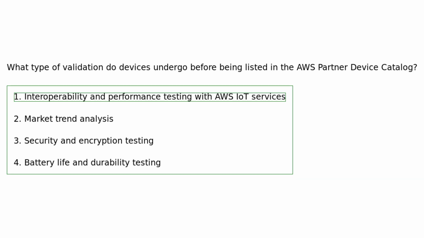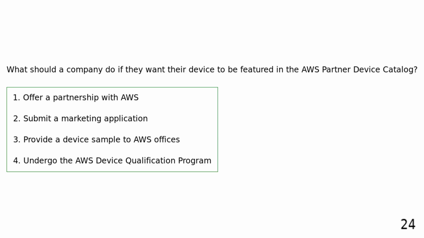Devices undergo interoperability and performance testing with AWS IoT services before being listed in the catalog. What should a company do if they want their device to be featured in the AWS Partner Device Catalog? Offer a partnership with AWS. Submit a marketing application. Provide a device sample to AWS offices. Undergo the AWS Device Qualification Program.